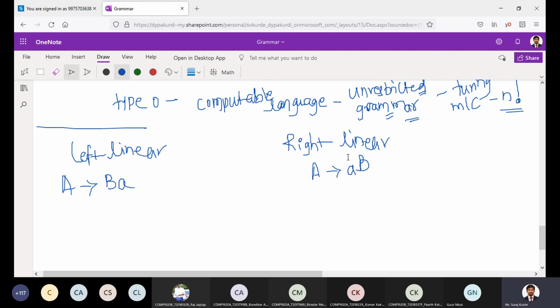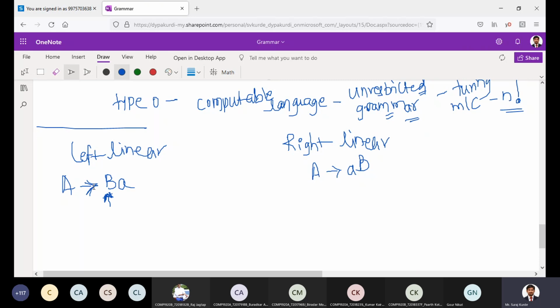In right linear grammar, for each production rule, if we have a non-terminal, then that non-terminal will appear as the rightmost symbol. If only terminals are there, then there is no question about the position of a non-terminal. Whereas in left linear, it will appear as the leftmost symbol in the production rule.